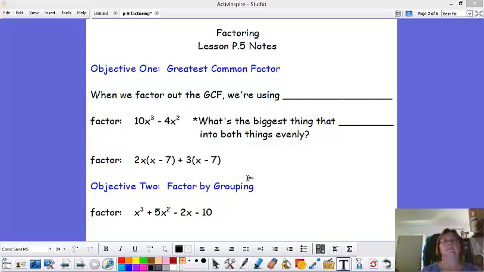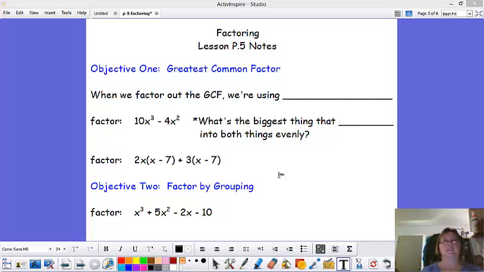Hi, today's lesson, section P5 from our textbook about factoring. And really factoring is just the way of breaking down an algebraic expression into pieces which multiply together to make that expression. So factoring is our goal today. We're going to look at several different things.